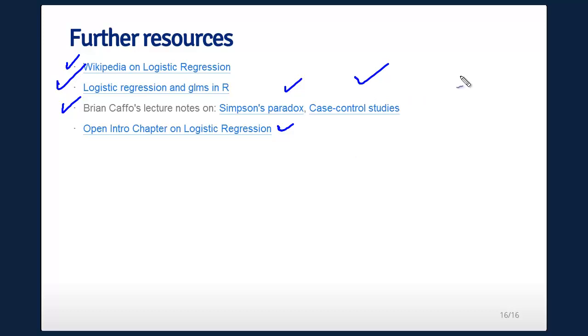And I hope after this class you're able at least to fit a logistic regression, interpret the coefficients, and maybe do a confidence interval.